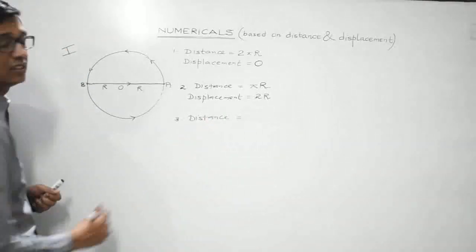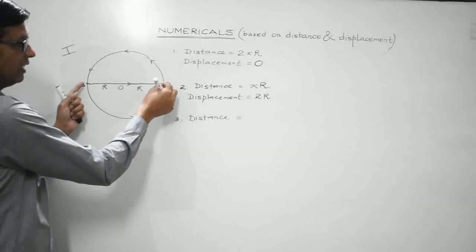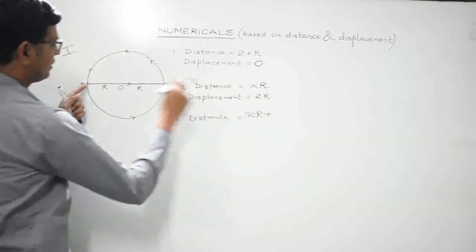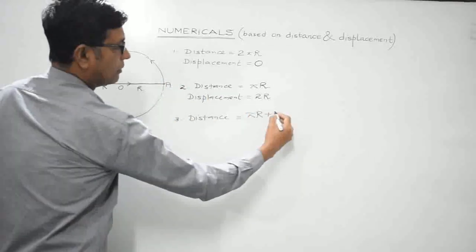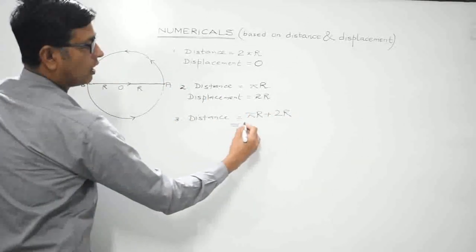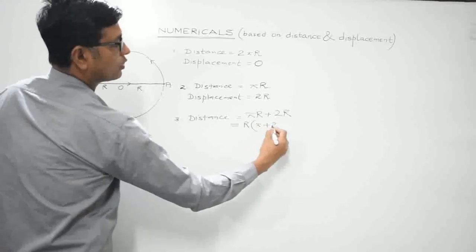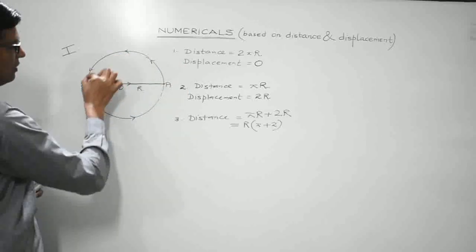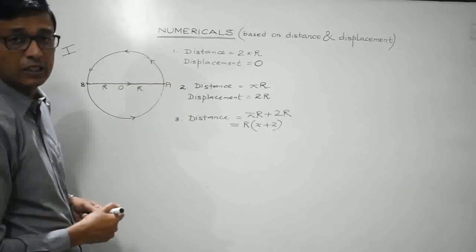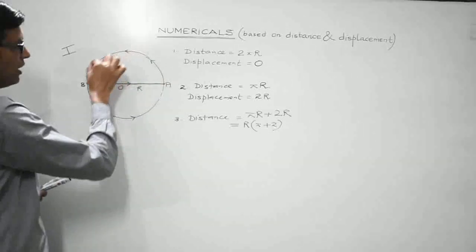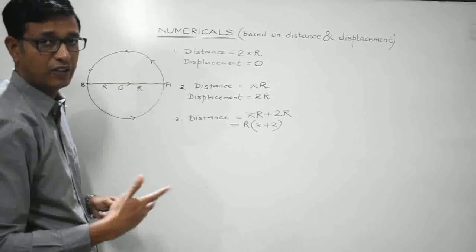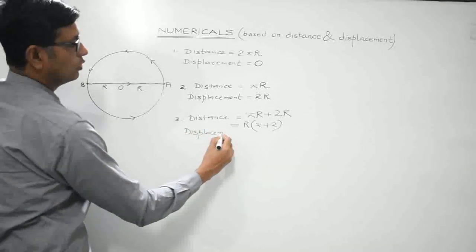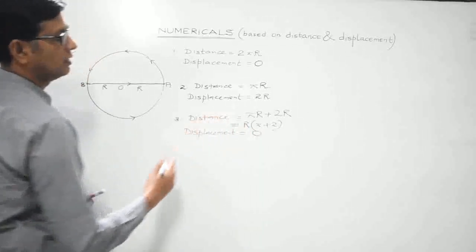In this case, the distance covered by the athlete would be, again, the length of the actual path. It would be equal to pi r plus the length of this path, which is the diameter, equal to 2r. Therefore, r can be taken as common, and it would be r times pi plus 2. So this is the actual distance covered by the athlete when he follows this path, right? What about displacement? Again, the athlete starts from point A and eventually reaches point A. So initial and final position coincide. Therefore, displacement would be 0.